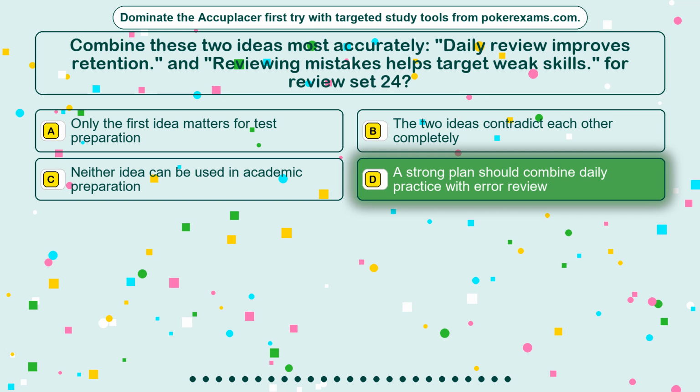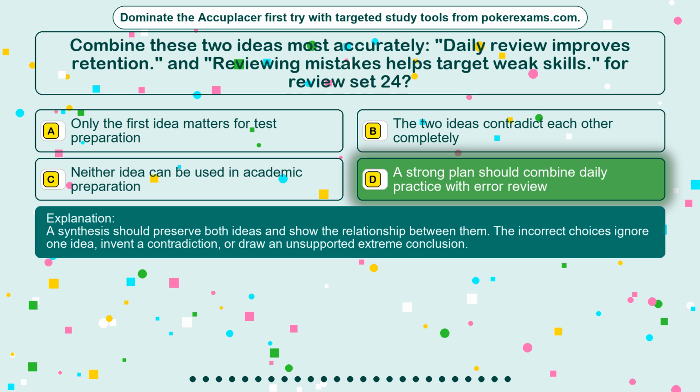The correct answer is option D. A strong plan should combine daily practice with error review. A synthesis should preserve both ideas and show the relationship between them. The incorrect choices ignore one idea, invent a contradiction, or draw an unsupported extreme conclusion.